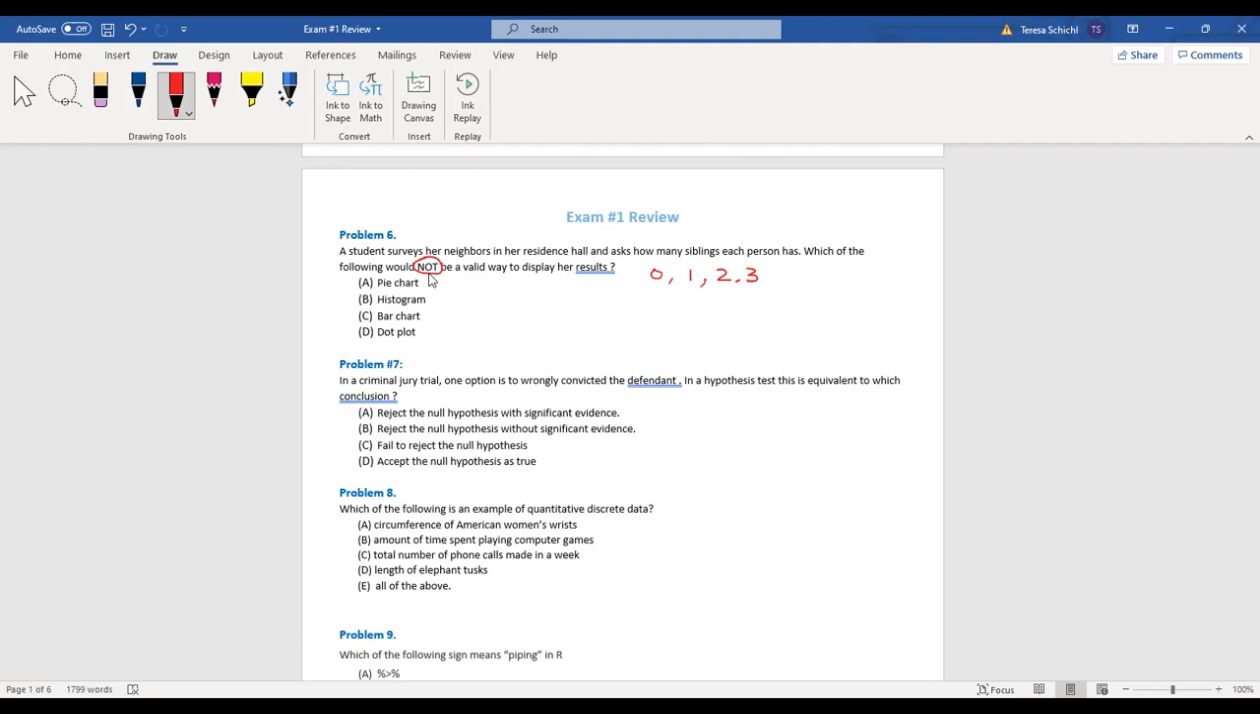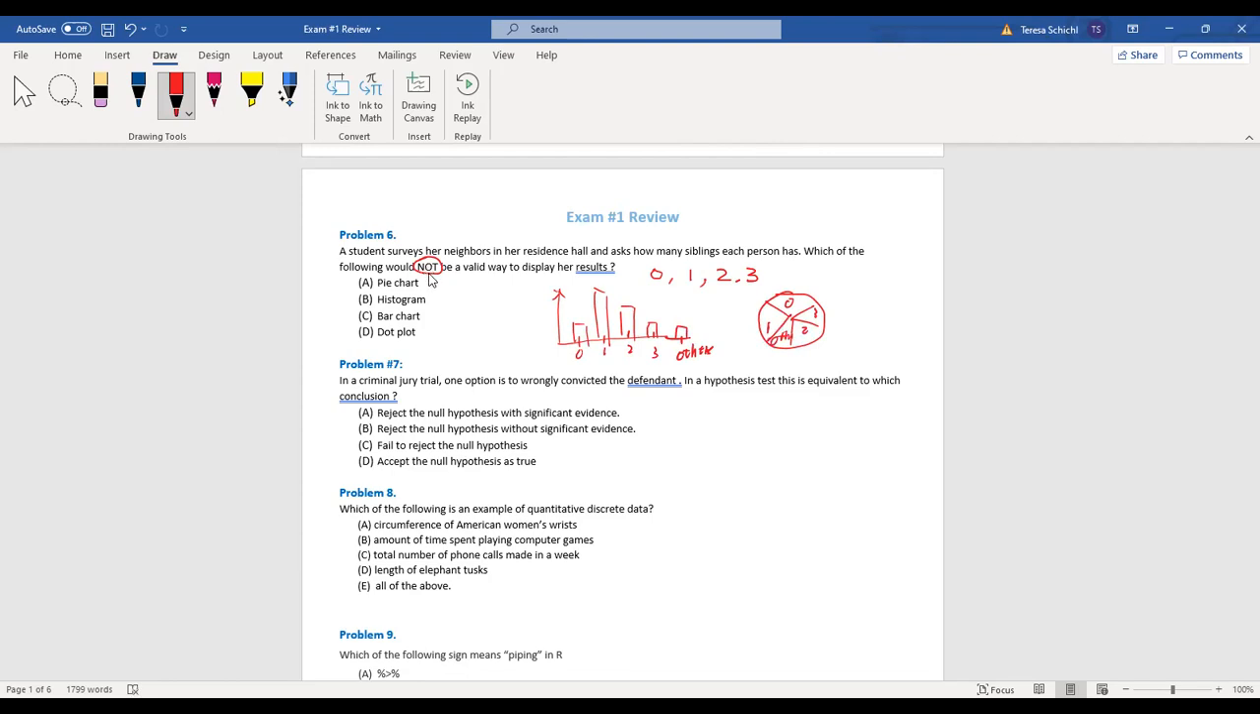So a pie chart is a good chart. Bar chart, right? So you can do a bar like this. So this is 0, this is 1, 2, 3. Then here, this is others, so that's more than 3 siblings, right? So you can do the bar chart like this. With a pie chart, you can do different slices here, right? So maybe this is 1, this is 0, this is 2, this is 3, and this is others, right?